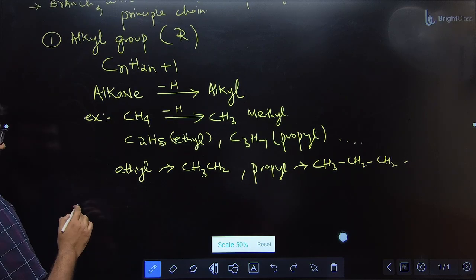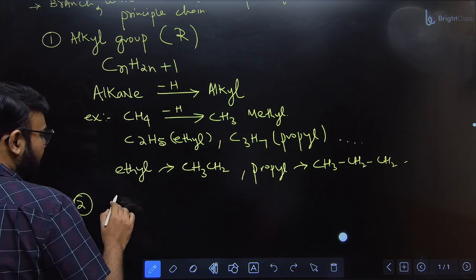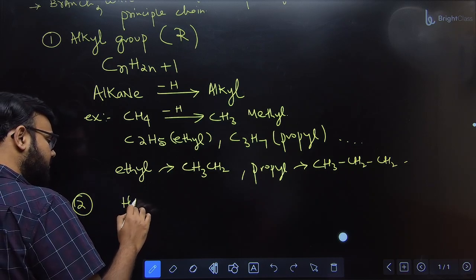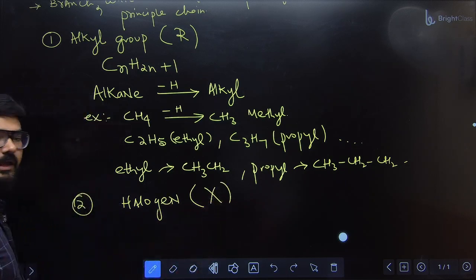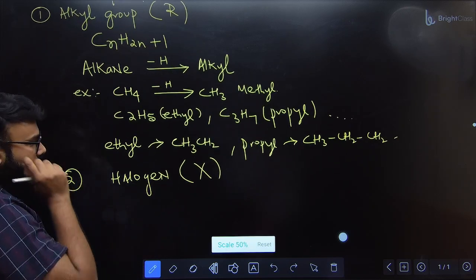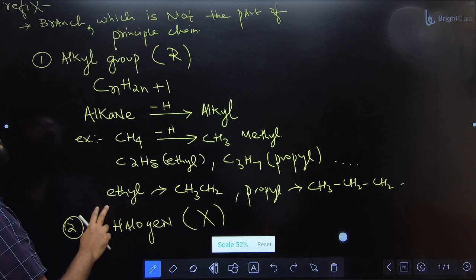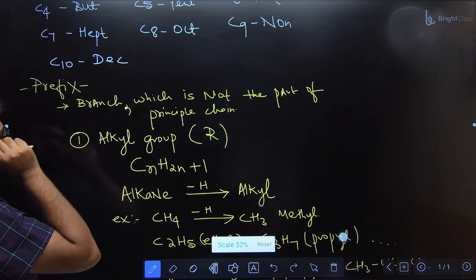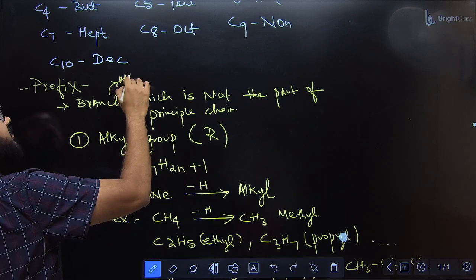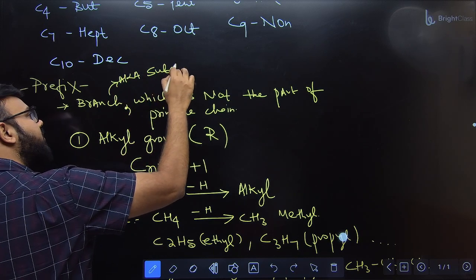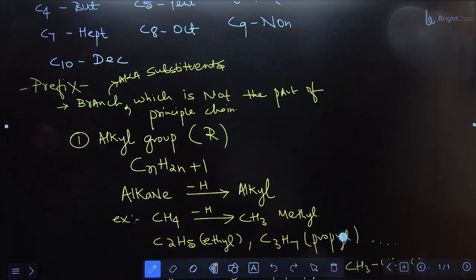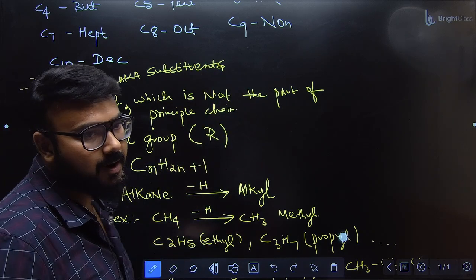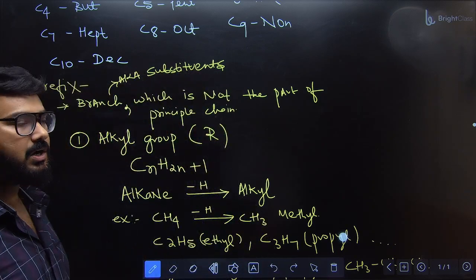So this is alkyl. Second, you have to learn the halogen. We represent them by X. Second type of substituents. Students, remember one more thing. These prefixes are called branches. Sometimes they are also known as substituents. What do we call them? Branch or substituents, which are not part of the principal main chain. Understood?